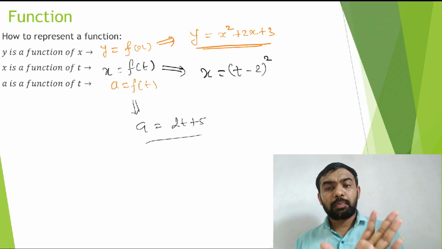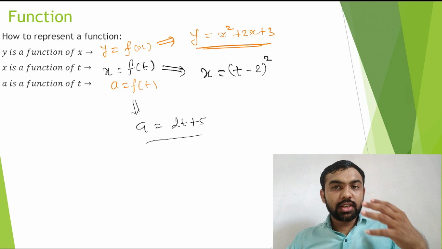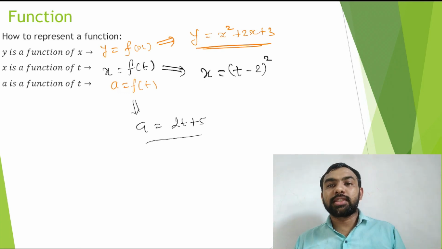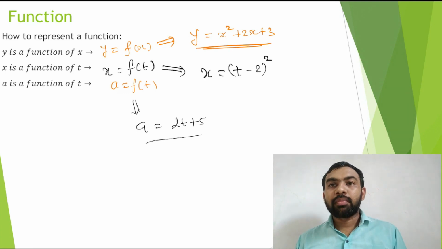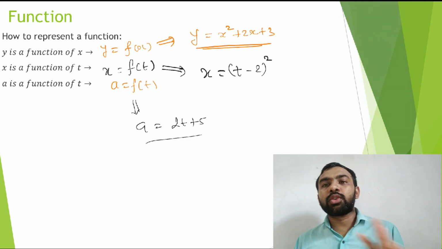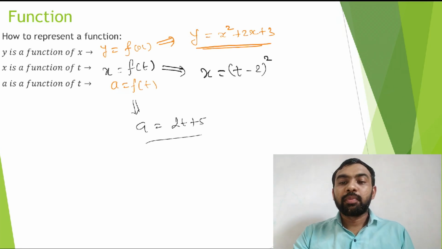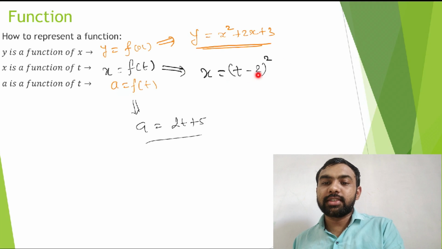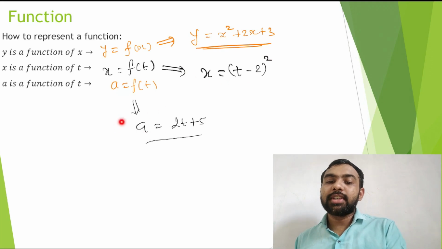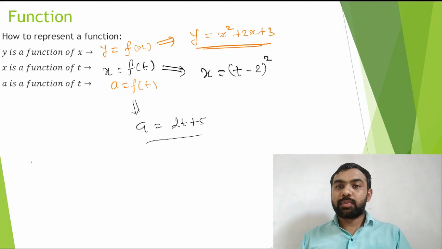You remember only how to represent this function. So in physics we define the different cases. Any one quantity which is a function of another quantity means it depends on that other quantity. Like in the first equation, see, suppose you consider this equation: y depends on x. In the second equation x depends on t, in the third equation a depends on t. Okay, so in this way we write a number of equations.